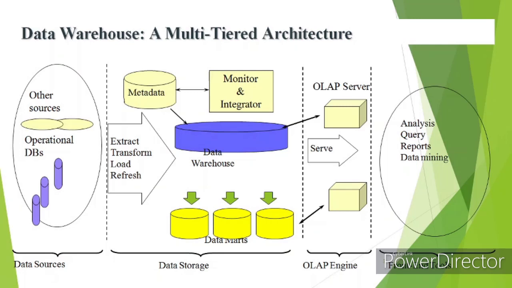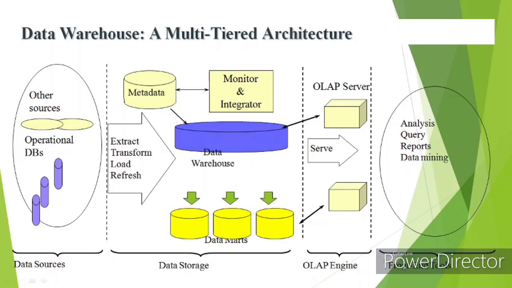In this tier, which is actually the middle tier, the OLAP server is typically implemented using either relational OLAP, that is ROLAP, or multidimensional OLAP, that is MOLAP. ROLAP means an extended relational DBMS that maps the operations on multidimensional data to standard relational operations. And MOLAP, that is the multidimensional OLAP model, is a special purpose server that directly implements multidimensional data and operations.